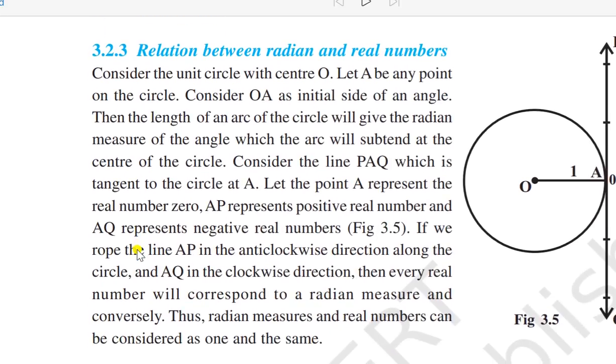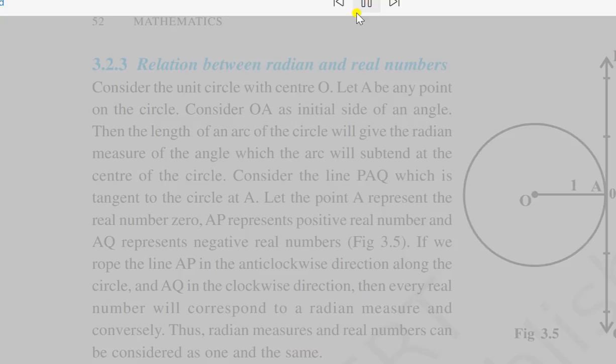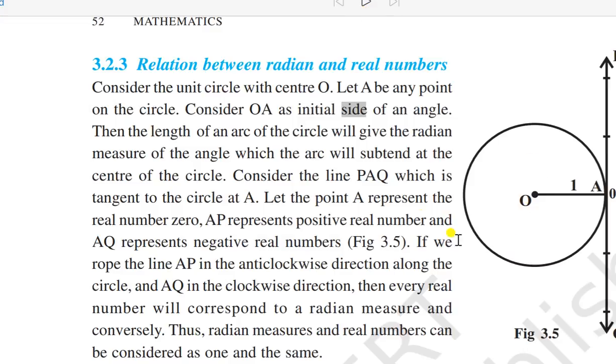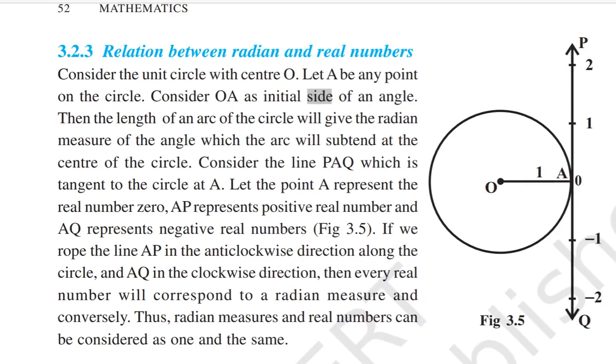Now we'll understand the relationship between radian and real numbers. Consider the unit circle with center O. Let A be any point on the circle. So consider OA as the initial side. What they're telling is you have to consider this circle with center O.